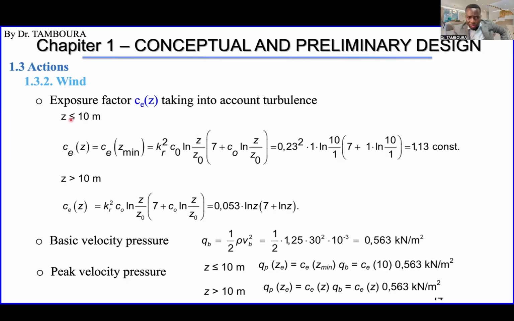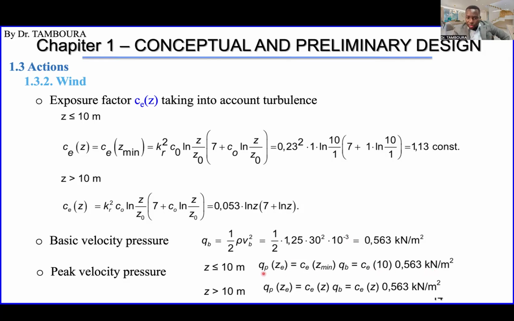CE for the value above 10 meter level. Multiply by this QB, the basic velocity pressure. Multiply it and you will get the peak velocity pressure for the level below 10 meter. This one is just 1.13. Multiply by this and you will obtain the peak velocity pressure. This is basic velocity pressure, this is peak velocity pressure.